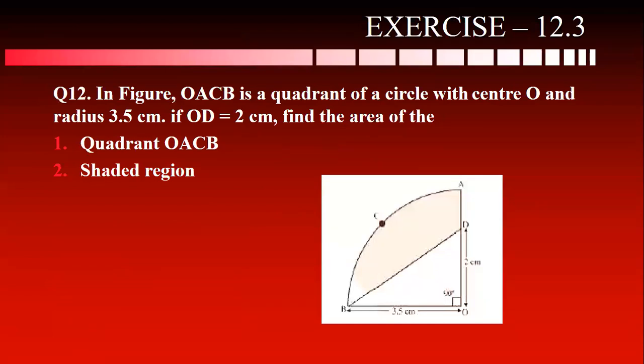Now moving on to the 12th question, the figure is given in which OACB is a quadrant of a circle with center O and radius 3.5 centimeter. If OD is 2 centimeter, find the area of the quadrant OACB and shaded region also.